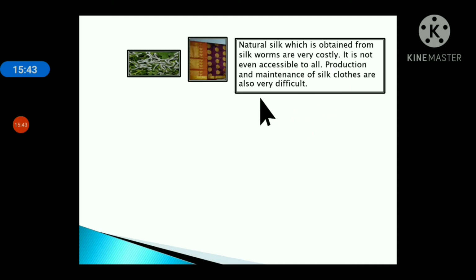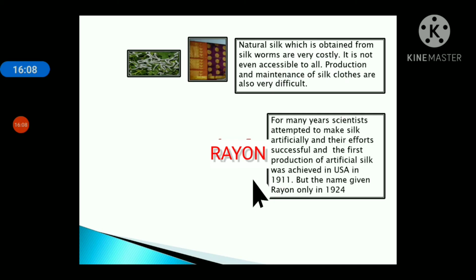And production and maintenance is also very tough. So silk clothes are also very difficult. So what is the replacement for these pattu sarees or silk sarees? Yes, rayon is the alternative fiber to these silk sarees. Okay, so how is rayon prepared? For many years scientists attempted to make silk artificially, and their efforts were successful. The first production of artificial silk was achieved in the USA in 1911.